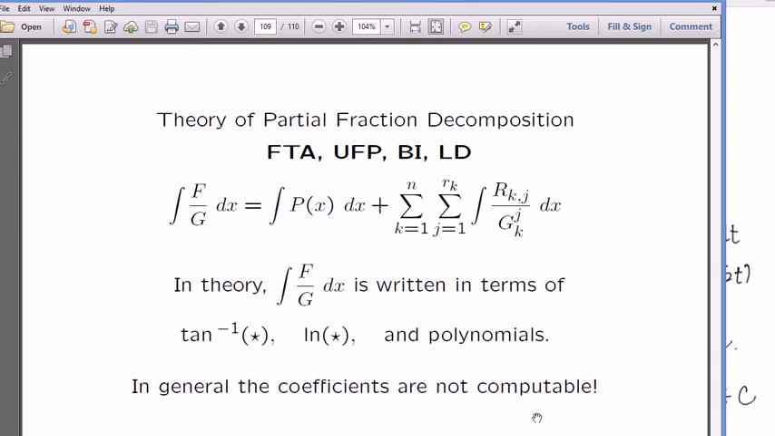What do I mean by the last one here? In general, the coefficients required to write that down are not computable. Why is it not computable? The fundamental theorem of algebra, the factorization, is only theoretical. We don't know what each of the coefficients is. It just exists. You can't really write it down in a precise manner. So out of all this, there is one thing that you have to remember theoretically: any polynomial divided by a polynomial is elementary.